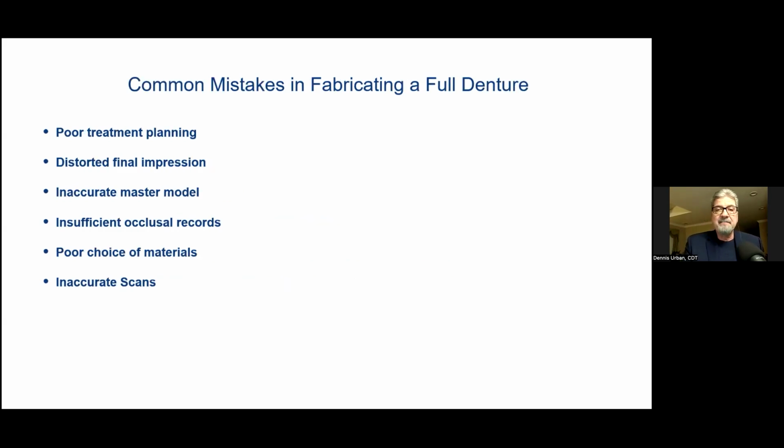Some of those common mistakes in fabricating a full denture: poor treatment planning, distorted impressions, inaccurate master models, insufficient occlusal records, poor choice of materials, and now inaccurate scans. So we have to analyze even those scans that come into the laboratory, and we communicate with the doctor if there's missing pertinent information. We'll talk about scanning in a little while, but a lot of the fully edentulous scans that we get when they're scanned intraorally are missing some important information, anatomical landmarks that we need for a successful denture.